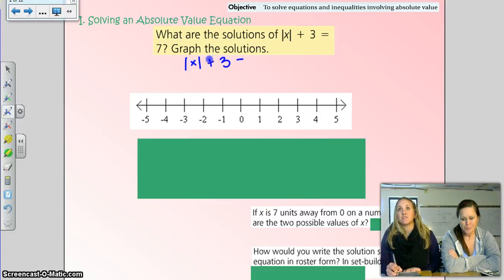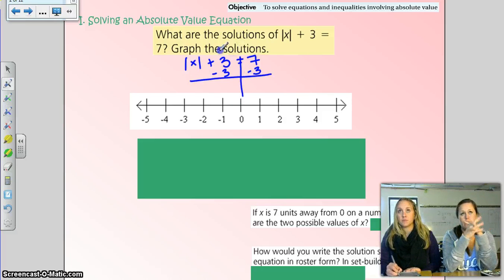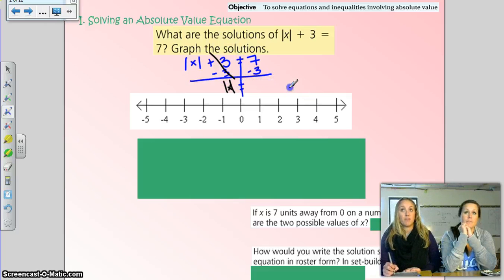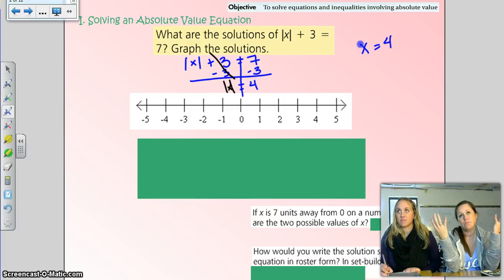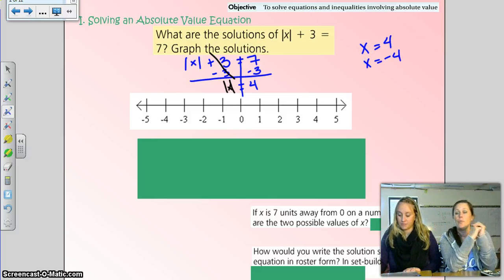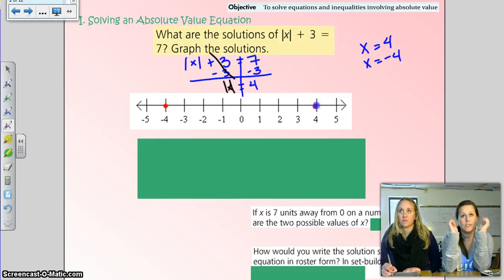Okay. So, what are the solutions of the absolute value of x plus 3 equals 7? Solve it just like normal. Minus the 3 off both sides so that the absolute value of x is by itself. Absolute value of x equals 4. So I know that it can be 4 or negative 4. So my final answer on my practice, and I put a dot on both 4s, no shade. So we can have x is 4 comma negative 4.